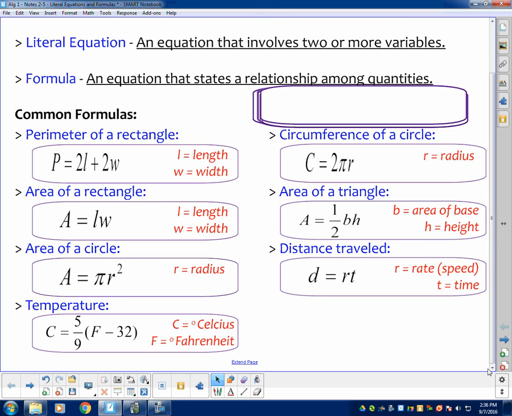The area of a triangle is area equals 1/2 base times height. And the distance traveled is d equals rate times time. So if you want to pause the video and go ahead and write those down, you'll be asked to use those in the classwork. So we're going to do a few examples here.